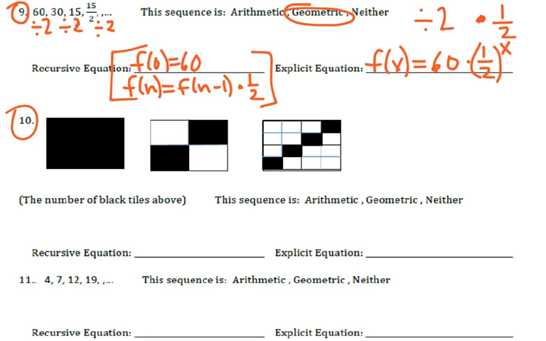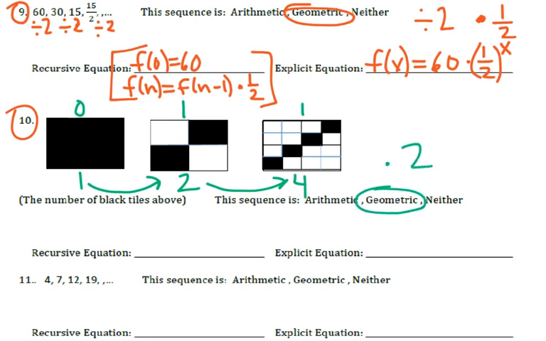Now we've got a pattern going on here. Let's dig a little deeper. We start out with 1. At 0, we have 1 black. Next, we have 2. The next, we have 4. So, how do we get from 1 to 2? We add 1 or we multiply by 2. From 2 to 4, we can't add 1. We either add 2 or we multiply by 2 again. So, we're geometric. We're multiplying by 2.